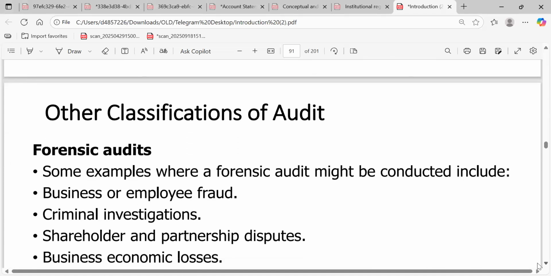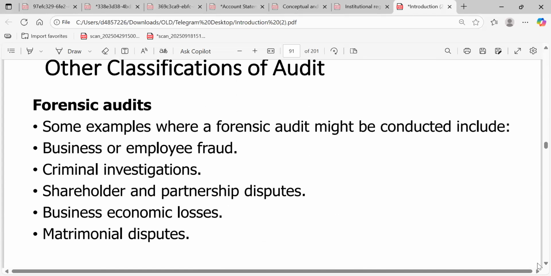So here the auditor is actually checking for errors and fraud. He's detecting them. He's doing his best to what? Detect those things.